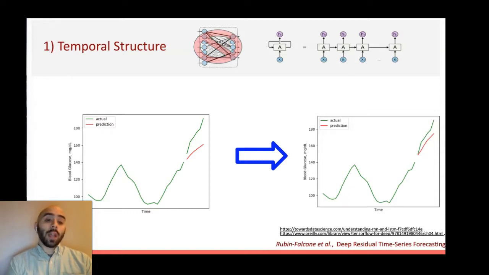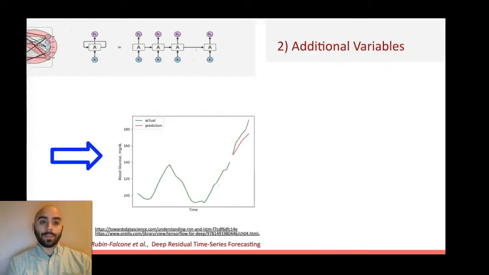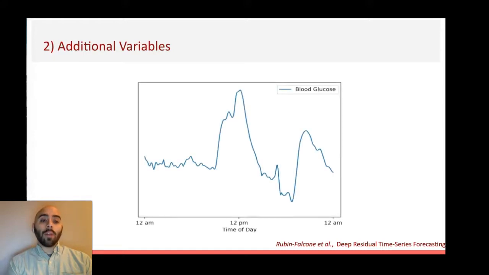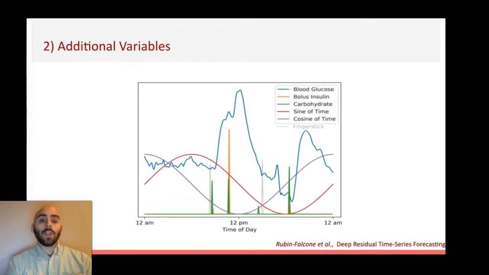Additional channels also make adding auxiliary variables more straightforward. We use the multiple channels of each RNN to add context variables to the model. The variables added are bolus amount, carbohydrate input, sine and cosine of time of day, and fingerstick glucose.